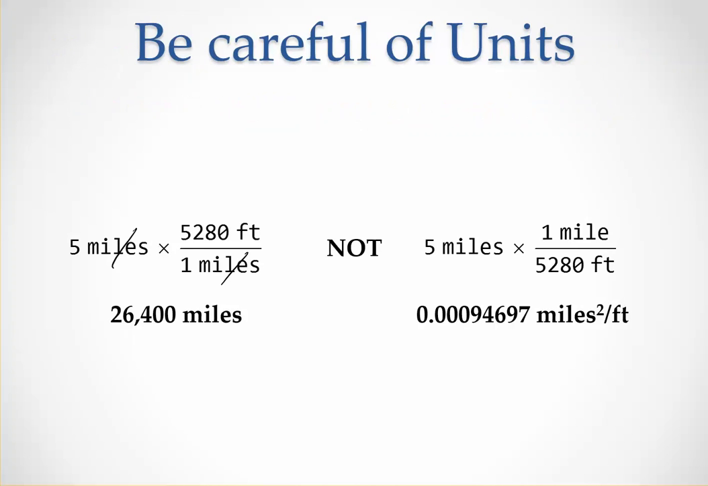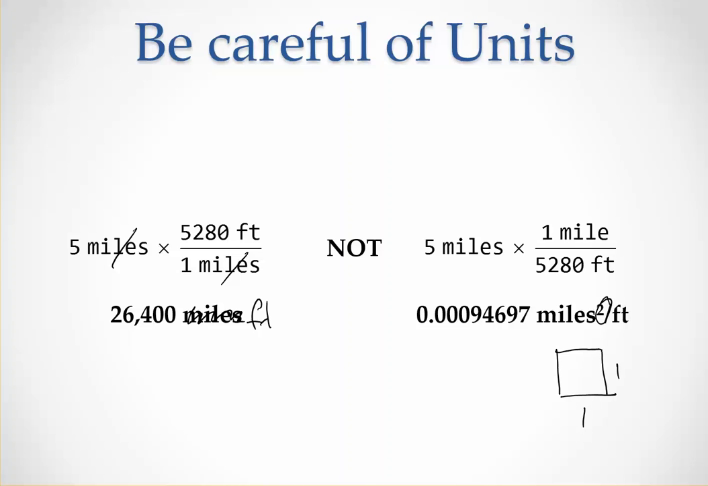the first one is correct because miles canceled out. Oops, a little mistake here. Should be feet. But the second one is a little goofy. We have 5 miles times 1 mile per 5,280 feet. So if we multiply that through, we get squared miles. Now, sometimes when you create these goofy units that don't make sense of the problem, they might actually be legitimate. A square mile, 1 mile by 1 mile, is legitimate. But in this problem, it's not.